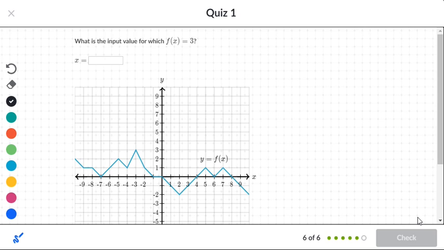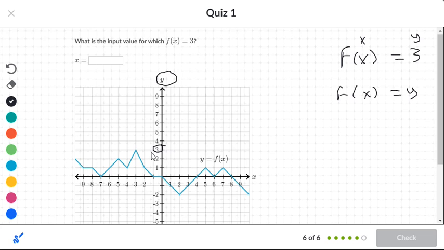Okay, next one. They give you f of x is equal to 3. So think about this as f of x is equal to y. So this is my x, this is my y. So this is my x value, this is my y value. So this time we're working from the y values, and we're working at 3. So right here, we want to be at 3 on the y. So 3 right here.